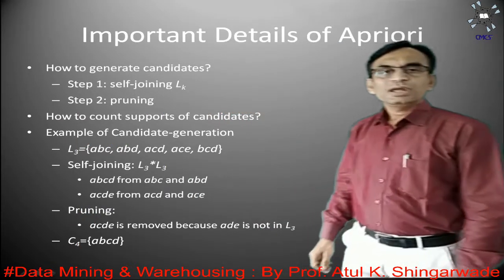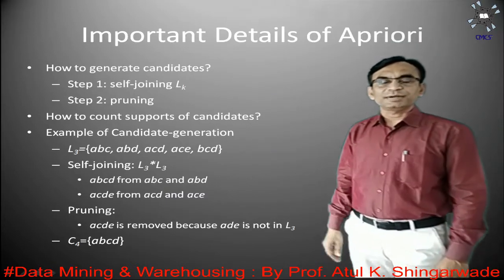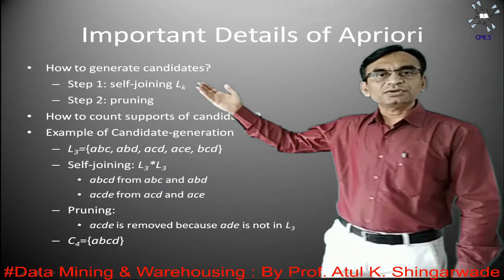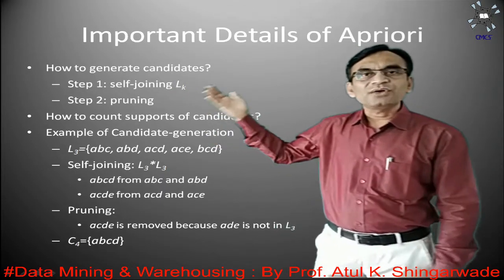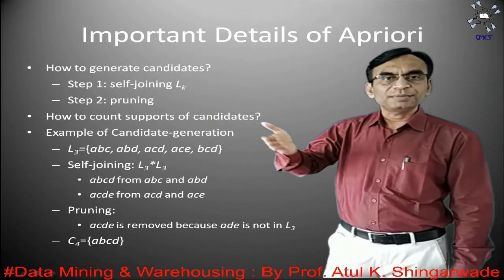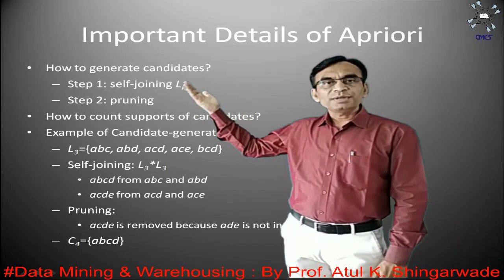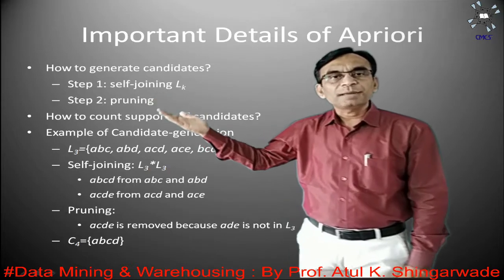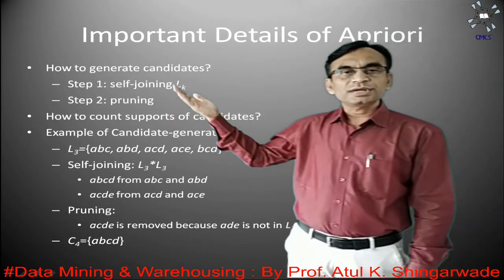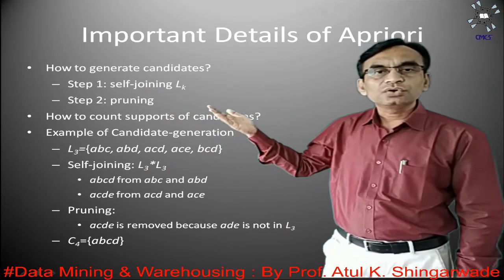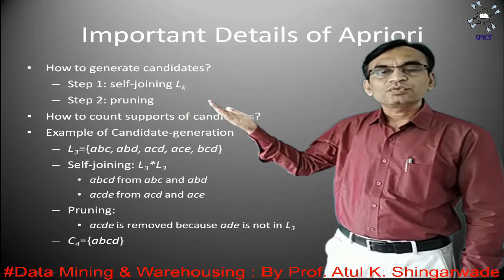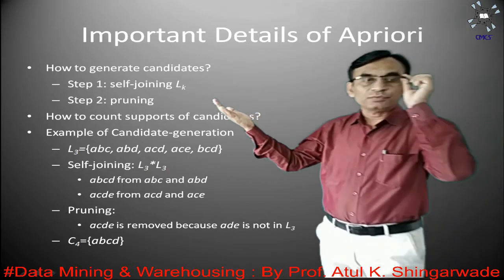Now, what are the important details regarding this Apriori algorithm? The very first one is how to generate candidates, which we have already discussed in the example. As I already mentioned, the candidates are always generated by self-joining and then by pruning. So these are the two steps. Self-joining of Lk, whatever the level is, according to that we have to self join.